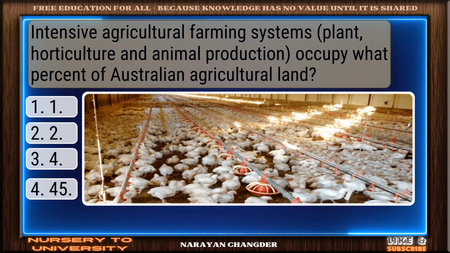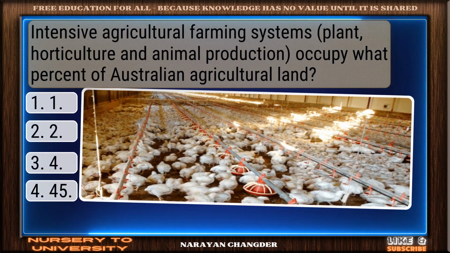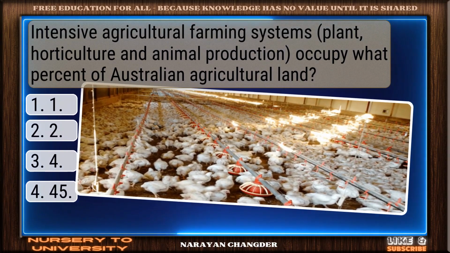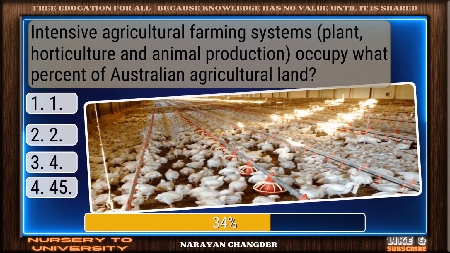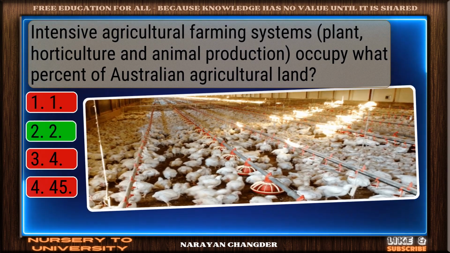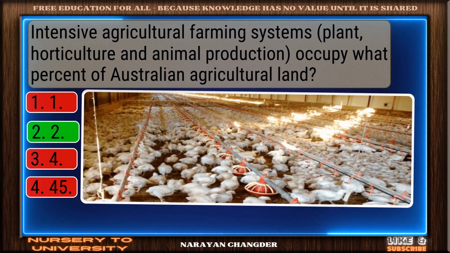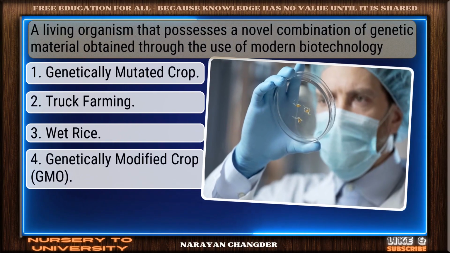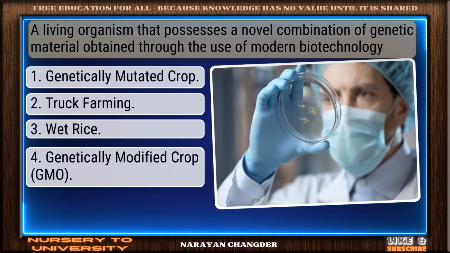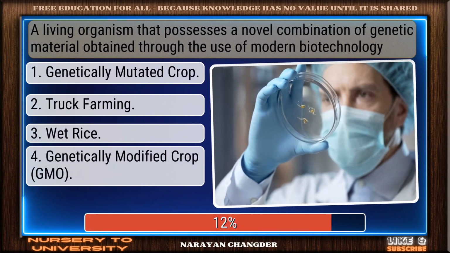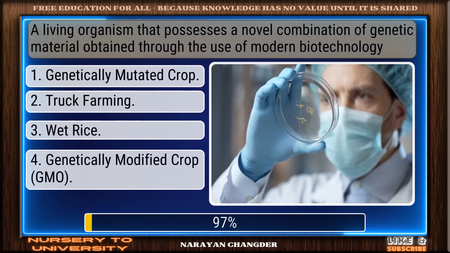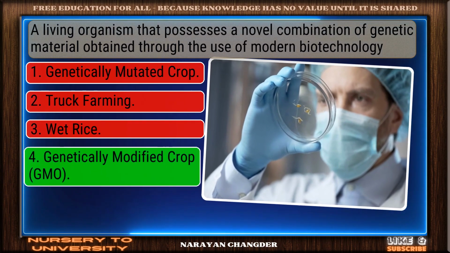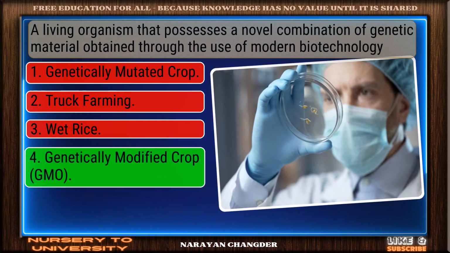Intensive agricultural farming systems occupy what % of Australian agricultural land? Excellent. 2 is a brilliant choice. A living organism that possesses a novel combination of genetic material obtained through the use of modern biotechnology. Good job. Your answer, genetically modified crop, works well here.